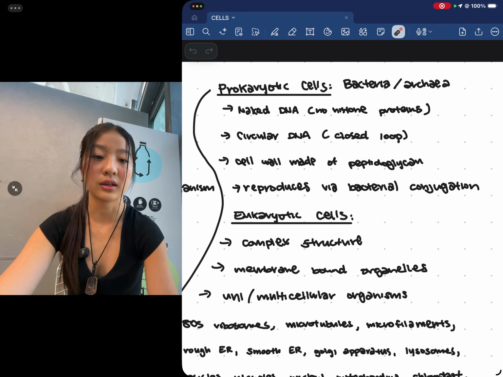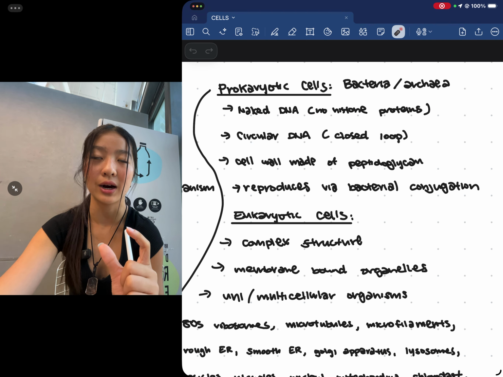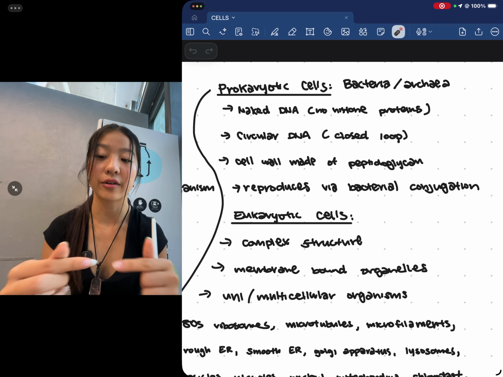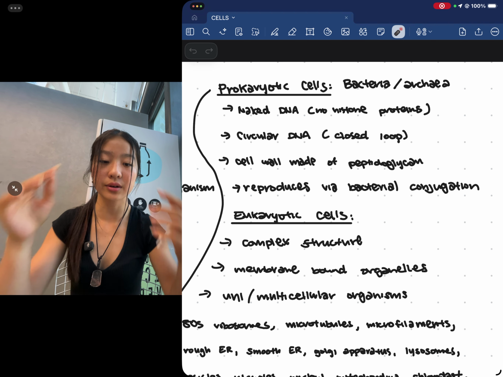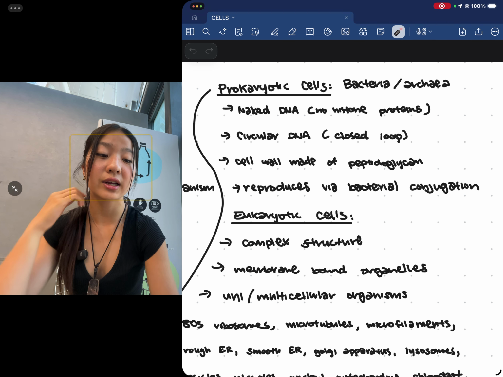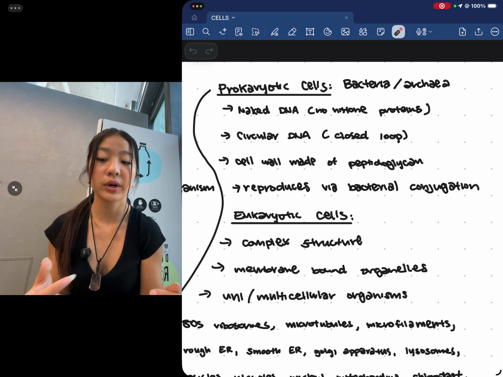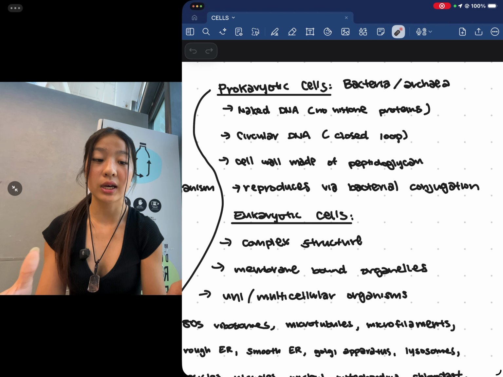Prokaryotic cells have naked DNA, so they have no histone proteins, which are proteins that bind and coil DNA around, so their DNA is just kind of scattered. They have circular DNA, a closed loop, and they have a cell wall made of peptidoglycan, and they reproduce via bacterial conjugation. So they basically do the bacterial version of mitosis, and they split.